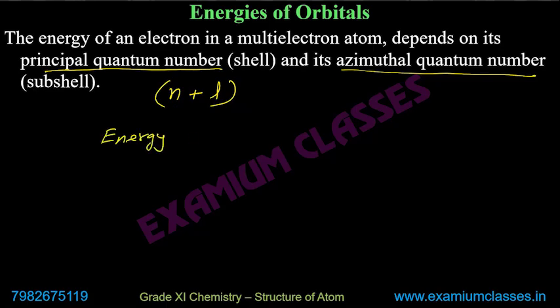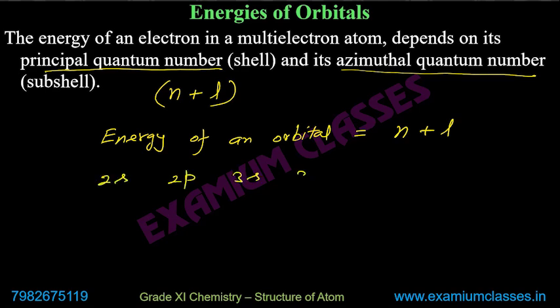Energy of an orbital. Here, basically, I'm talking about the subshell. I'll show you how it is related to the orbital. It is n plus l. So suppose I am talking about 2s, 2p, 3s, 3p like this. The energy of 2s will be 2 plus 0, because s corresponds to 0. That's why we talked about the values. That is 2.